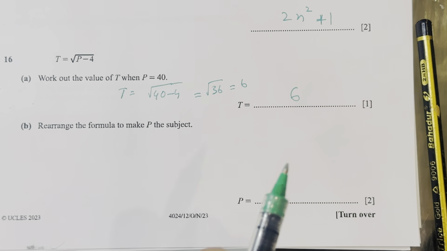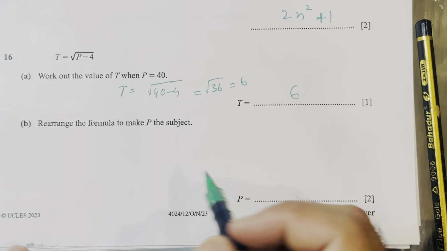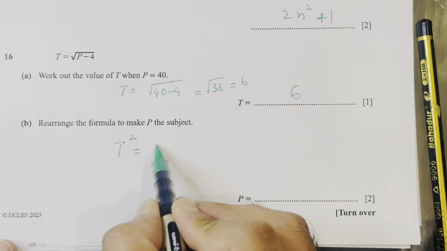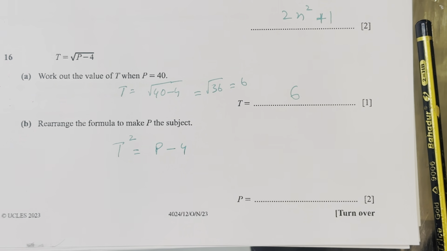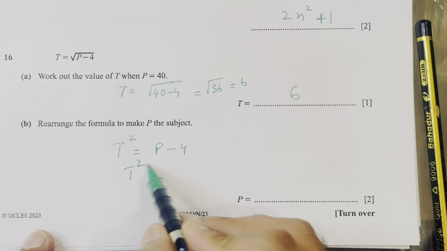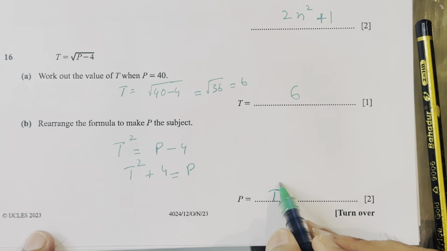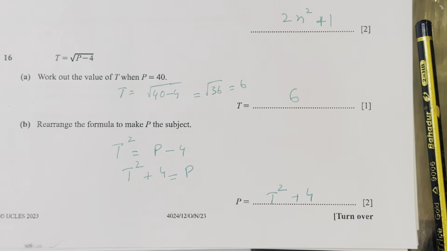Rearrange the formula to make p the subject. Okay, square both sides. It will be t squared is equal to p minus 4. The square cancels the square root. Now t squared plus 4 would be equal to p. So our answer would be t squared plus 4. The p value is t squared plus 4.